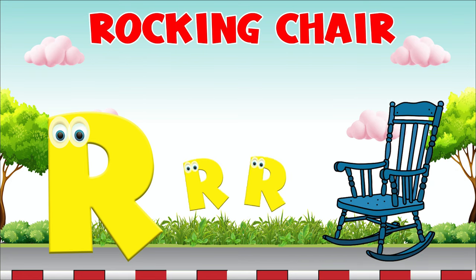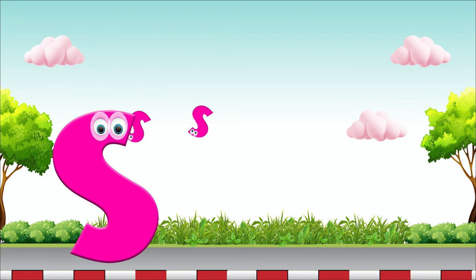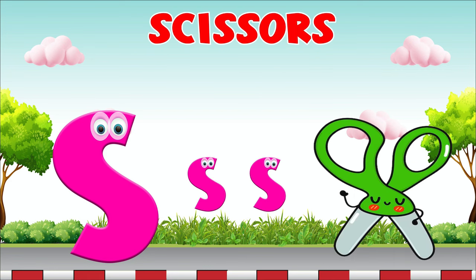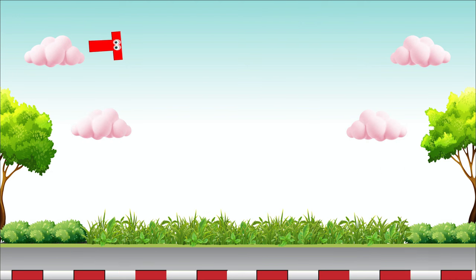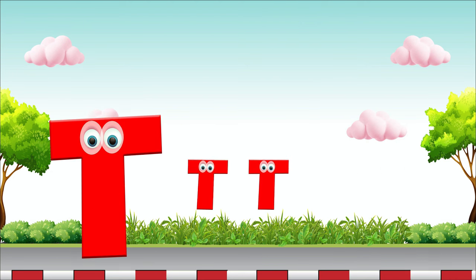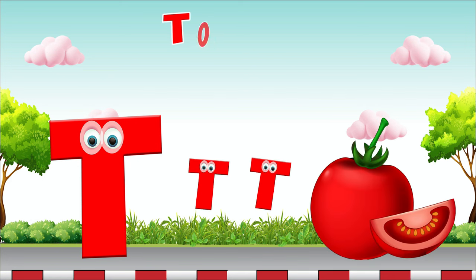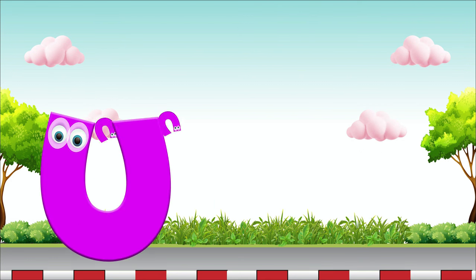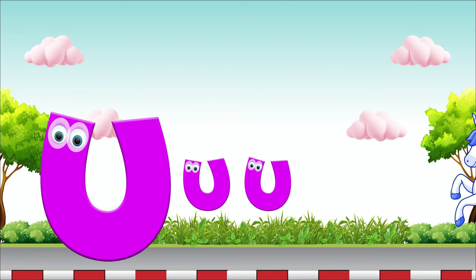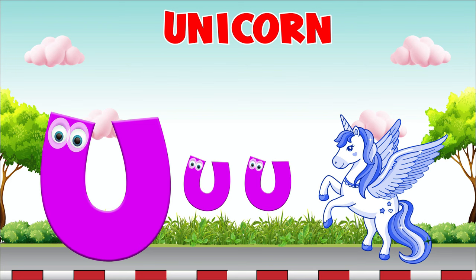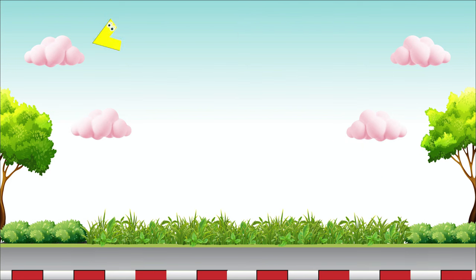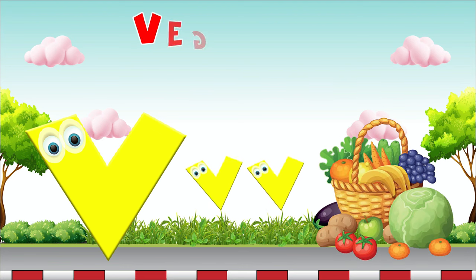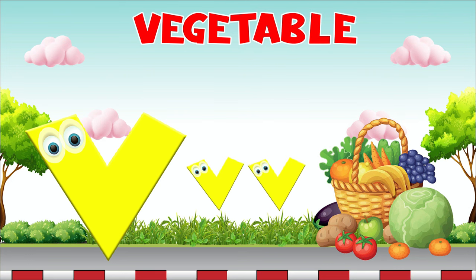R for rocking chair. S. S for scissor. T. T for tomato. U. U for unicorn. V. V for vegetable.